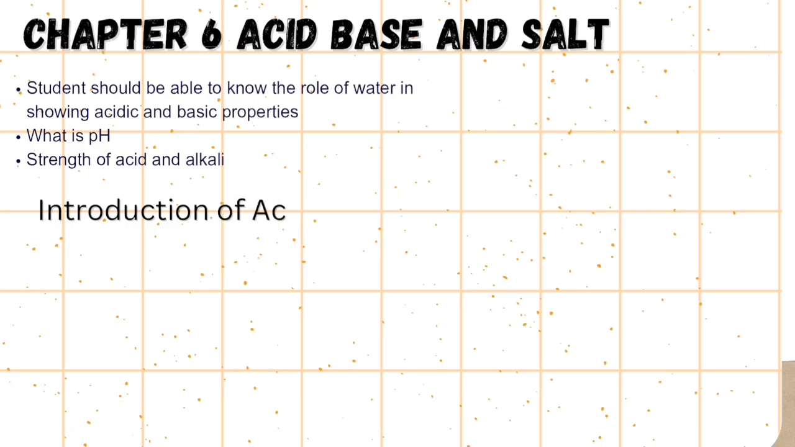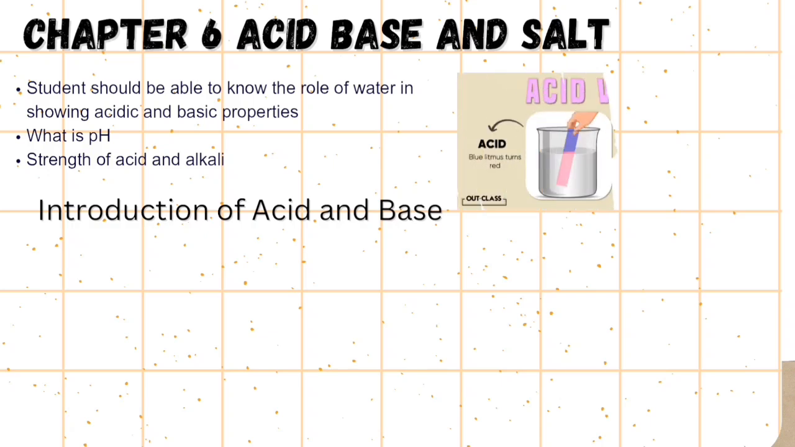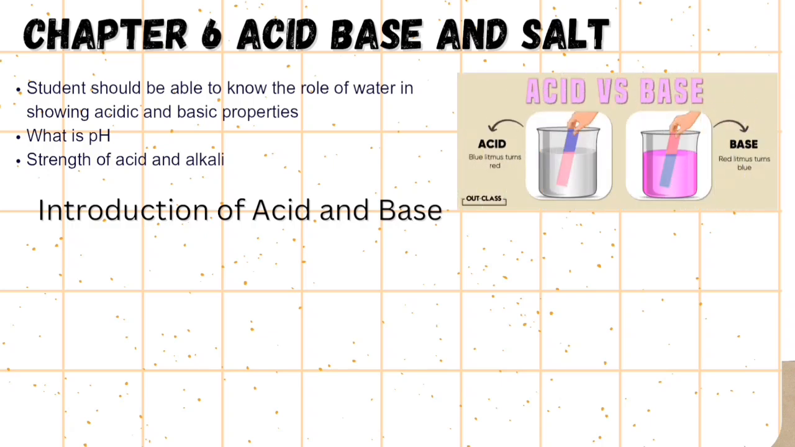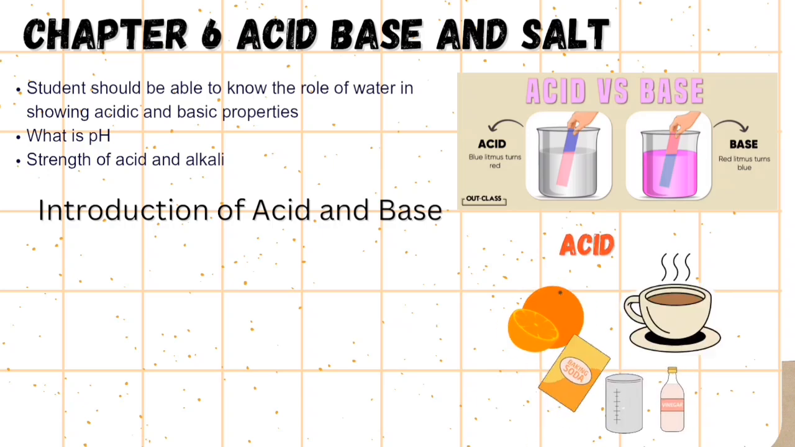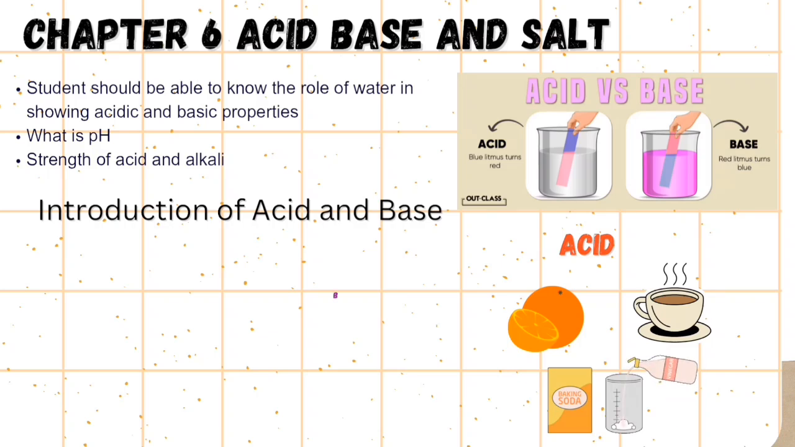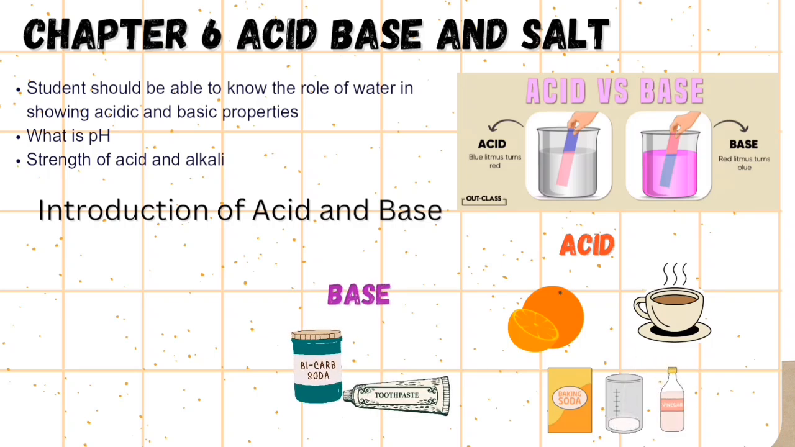So for the introduction of acid and base, I'm going to show you this video. This video wants to tell us about the differences between acid and base. So for acid, examples are orange, vinegar, and coffee. And examples of base are bicarbonate soda and toothpaste.